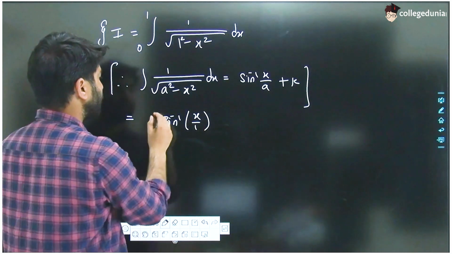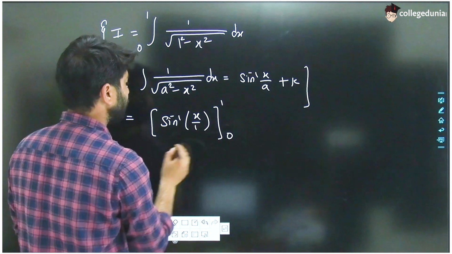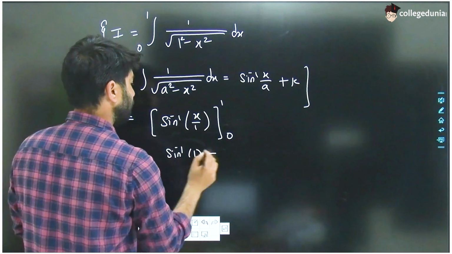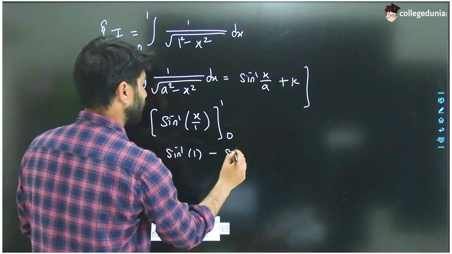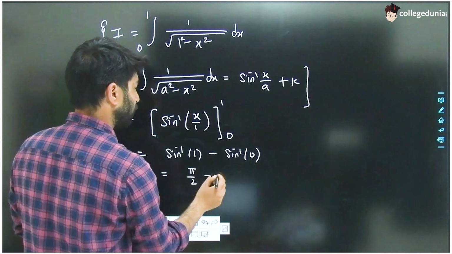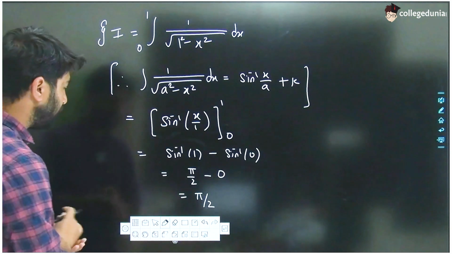right? Okay, so in this situation, upper limit is 1, lower limit is 0. So now first of all we have to put x equal to 1, then minus, and then we'll have to put x equal to 0. So our answer will become pi by 2 minus 0, and final answer will be pi by 2, right?